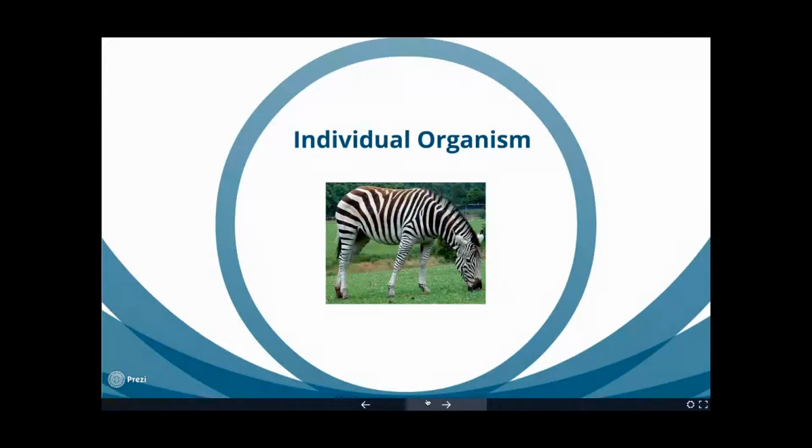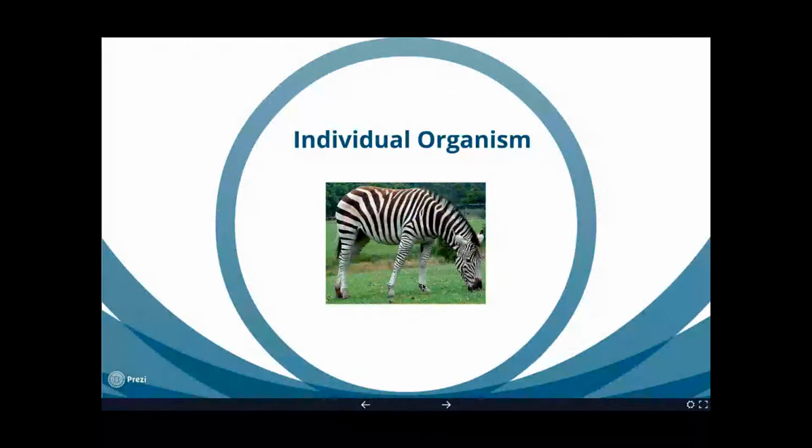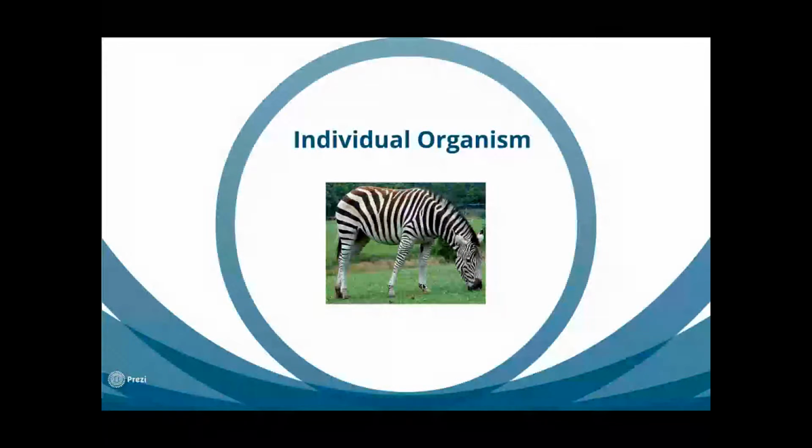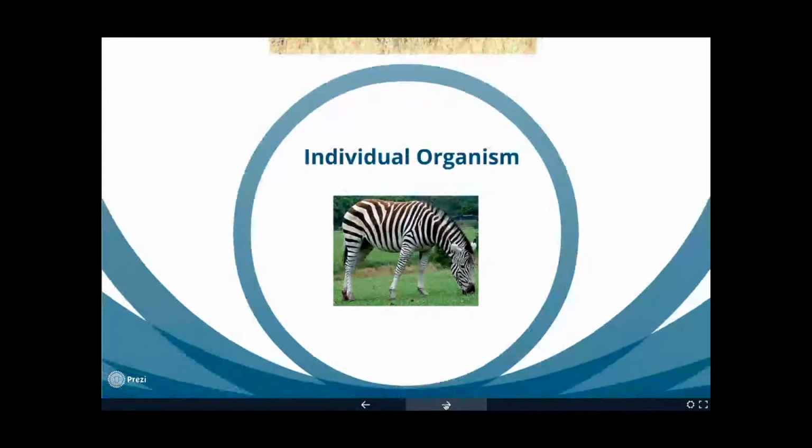All right. Is this the smallest or the biggest? Yeah, because we're going from smallest to largest. So the smallest level of organization in the biosphere is the individual organism. This one is a zebra. We could go smaller and be the cells, but an individual organism is the smallest. So the singular unit of life is the individual organism.